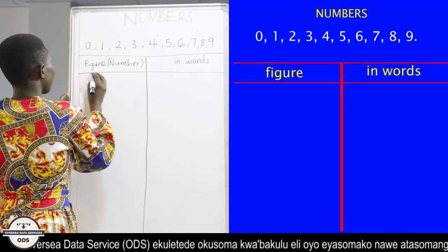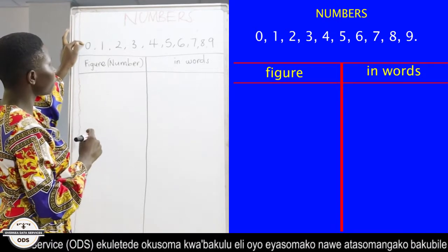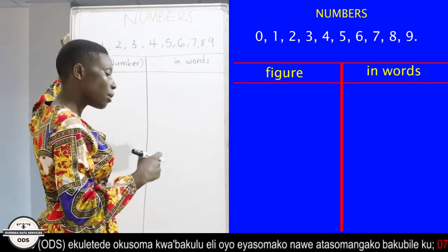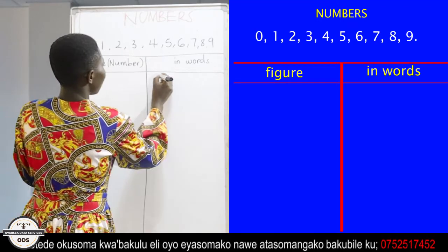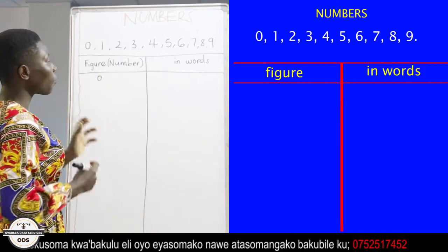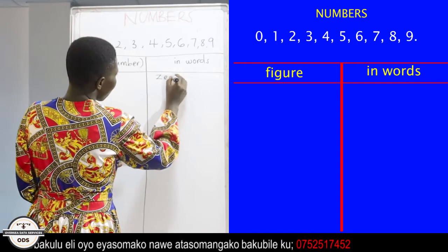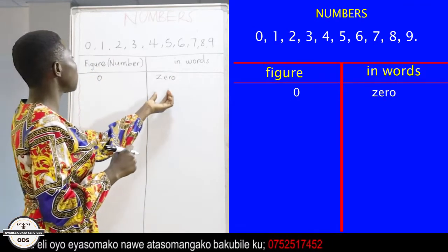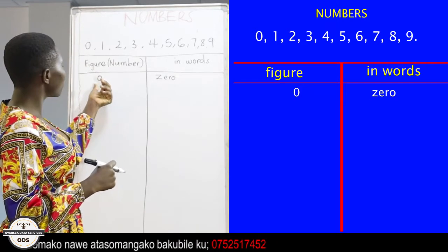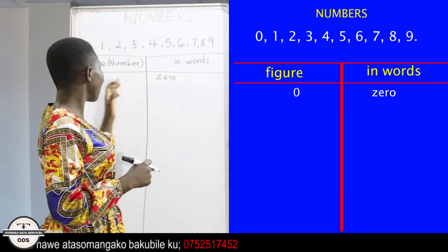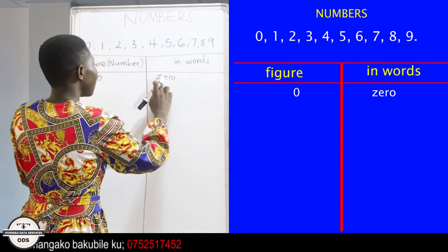As I told you, when we are writing numbers we start from 0. And how do we write 0 in words? It is Z-E-R-O. That we read as zero. We call it a zero. We write the word like this.